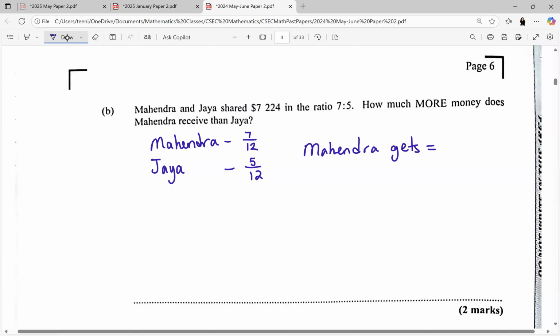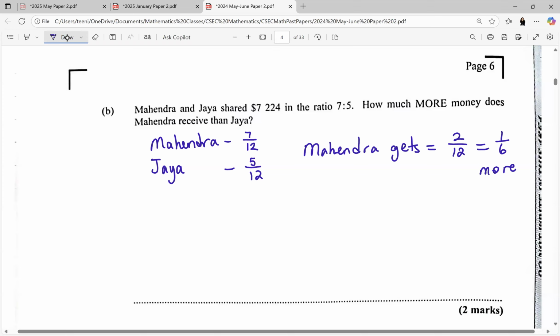Because if it's a fraction, it has to be 2 over something, right? 2 over 12. So Mahindra gets 2/12 more, which is the same as 1/6. 2 into 2 is 1, and 2 into 12 is 6. So Mahindra gets 1/6 more.